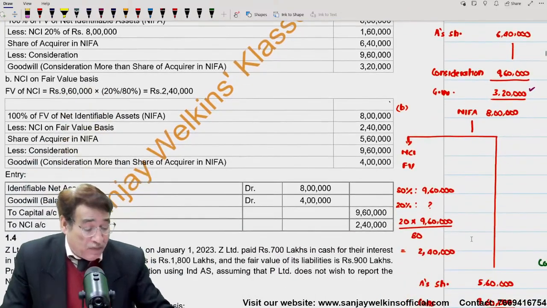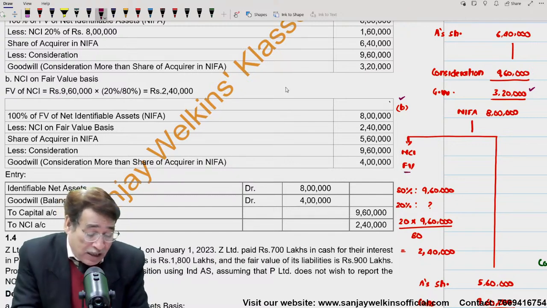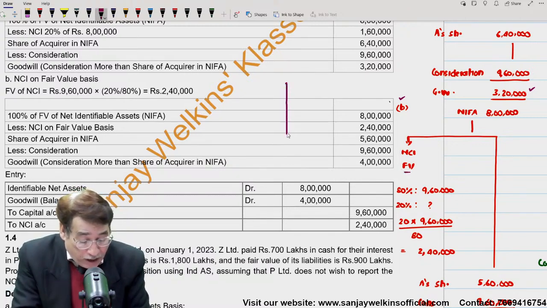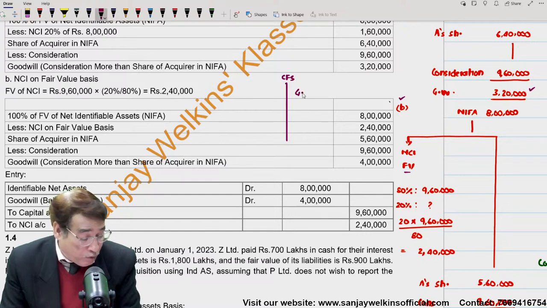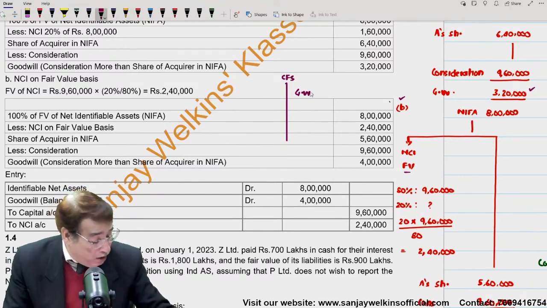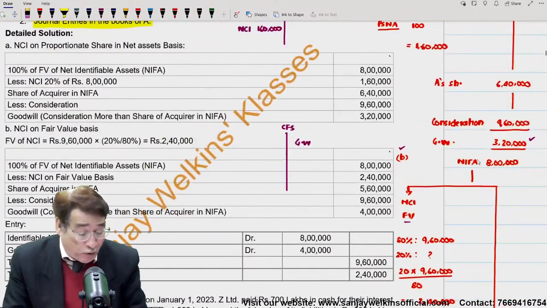Now just have a look over here. In case B, when we computed NCI at fair value, later when I prepare my consolidated financial statement, let me know what amount of goodwill I am going to reflect. Obviously, the amount of goodwill was 4 lakh, so I will have to reflect the goodwill at 4 lakh only.